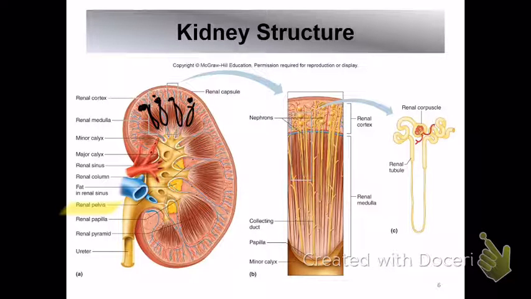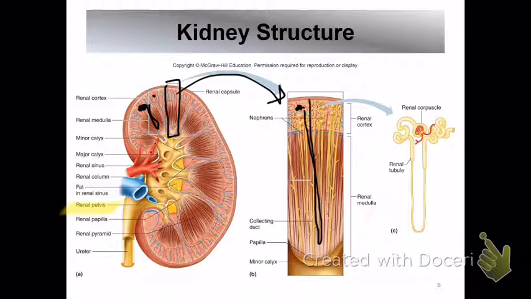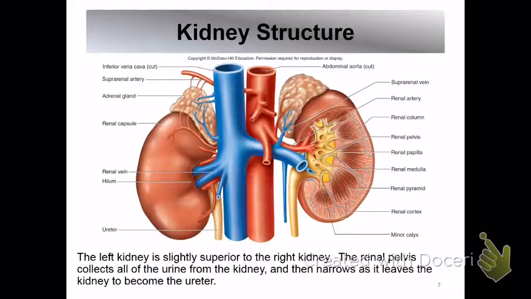So we're going to zoom in. Take this right here. We're going to zoom in, and that's what we get. And you can see here the nephrons. You can see that little round area, and then it dips down into the medulla. So part of the nephron is in the cortex, but it dips down into the medulla. Okay, so the left kidney is a little bit higher. The renal pelvis collects all the urine from the kidney and then narrows as it leaves to the ureter.